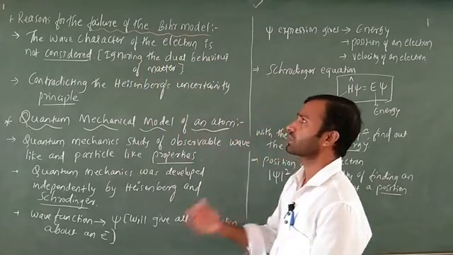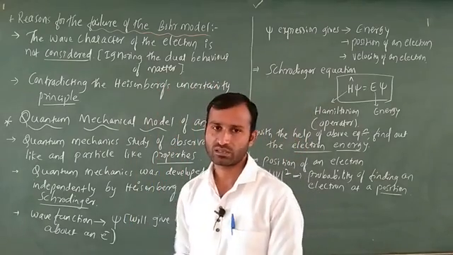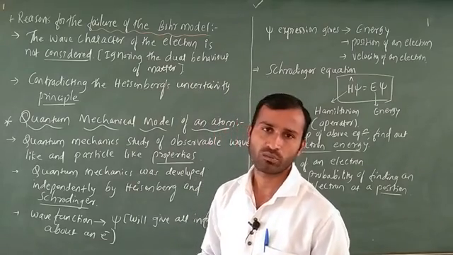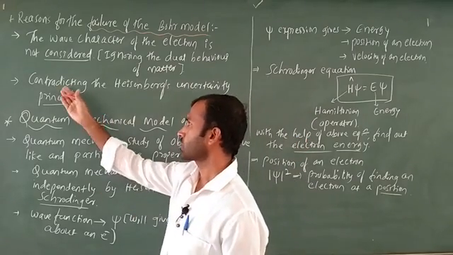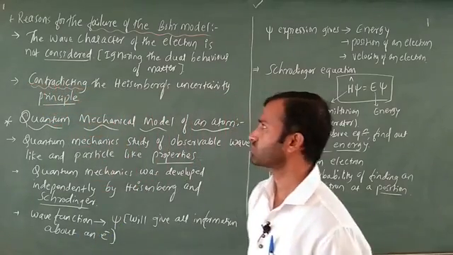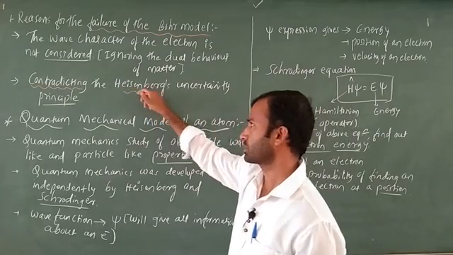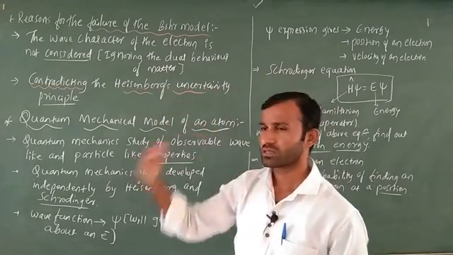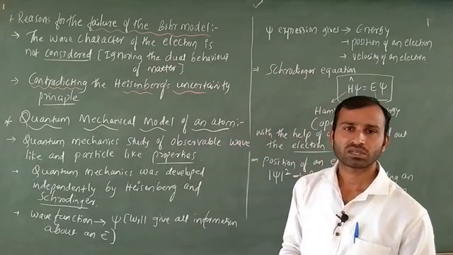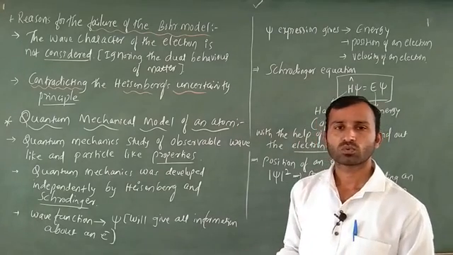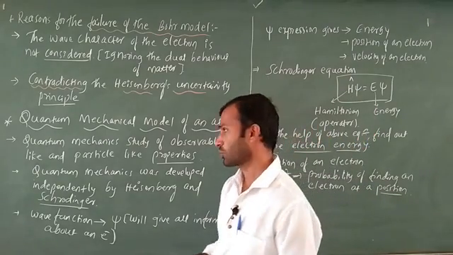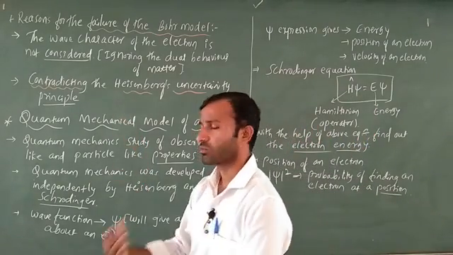Not considering means ignoring the de Broglie behavior of matter. Bohr completely ignores the de Broglie behavior of matter. The second one is contradicting. What is the meaning of contradicting? It means opposite, completely opposite of the Heisenberg uncertainty principle. The Bohr theory does not follow the Heisenberg uncertainty principle. According to Heisenberg, it is impossible to determine the exact position and momentum of the surrounding electron. That is not possible, so the Bohr model fails.